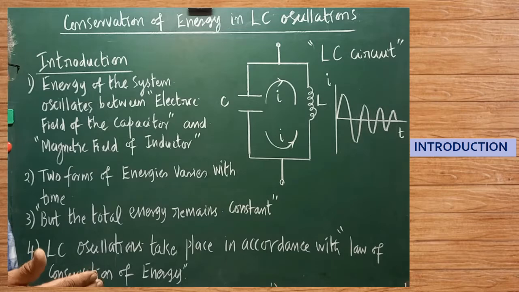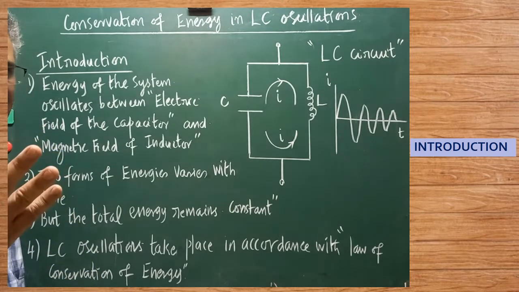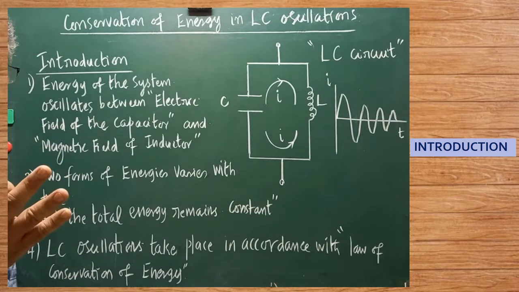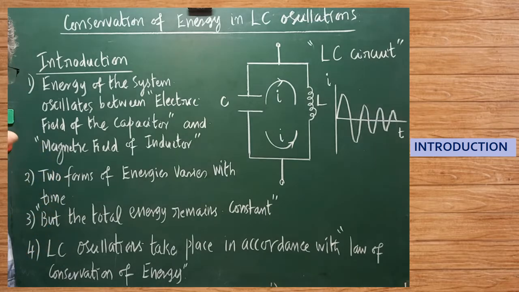Now what we are going to do is learn three different cases. Are you clear? In three different cases, we have to prove that the energy is conserved. Energy is conserved means the energy is constant, the total energy of the system remains constant. That should be proved now. Okay.